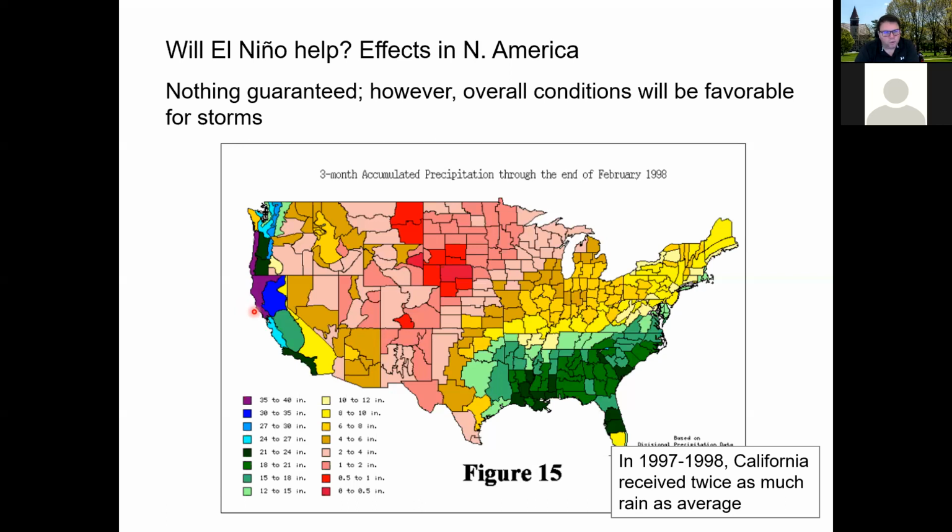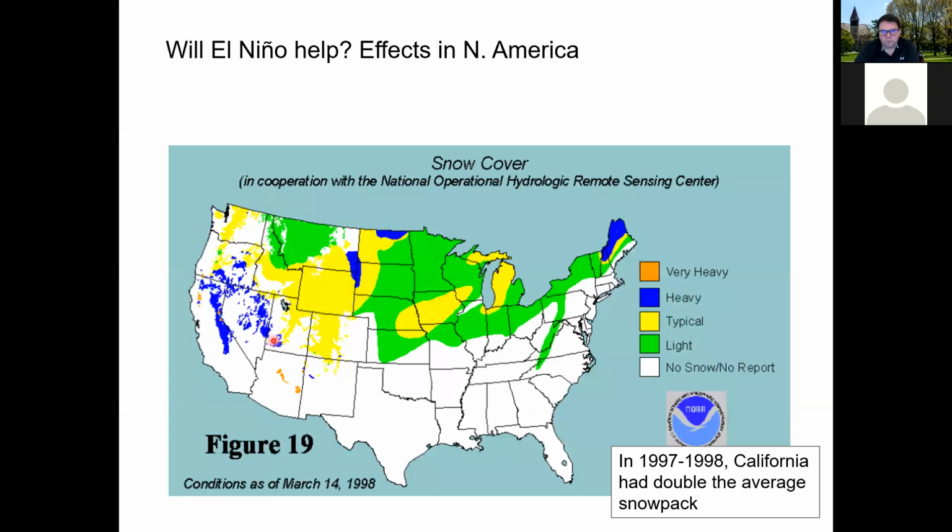So overall, even when you have El Nino, nothing's guaranteed to lead to twice as much precipitation in the area. But overall, there's more storm development in that region during that time. And you often see more snow cover during those regions at the time.